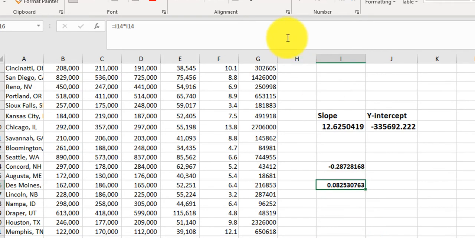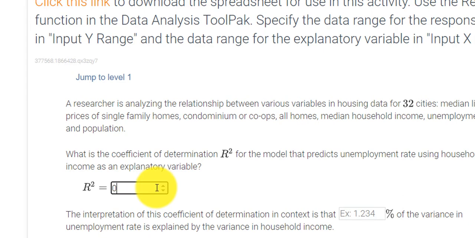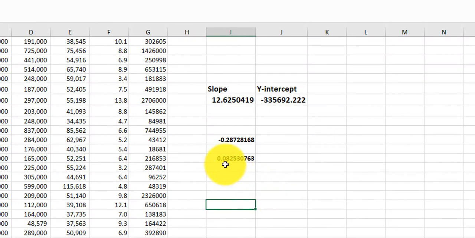So I'm going to copy this, 0.0825. And actually, I went one too many decimal places, right? If I go 3 decimal places, 0.083 should work. Let's just double check, 0.083.